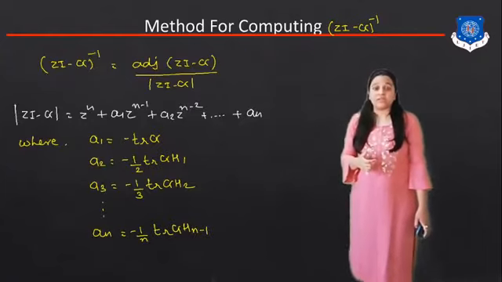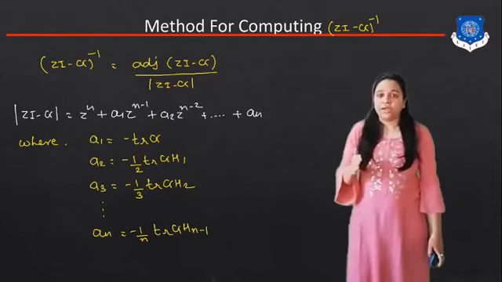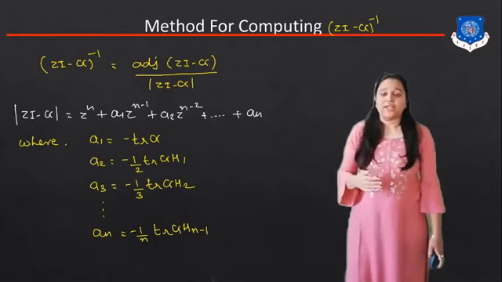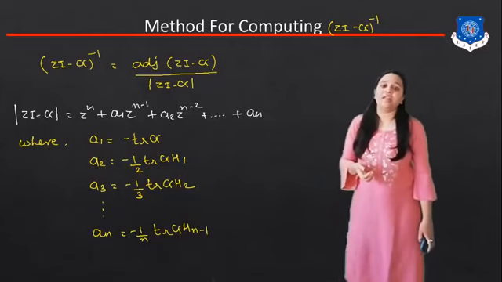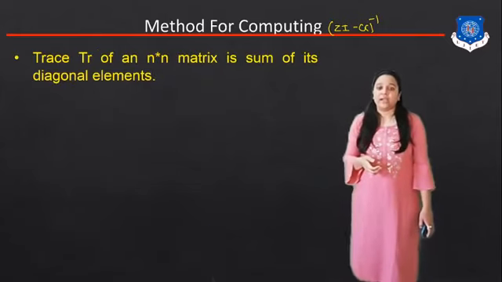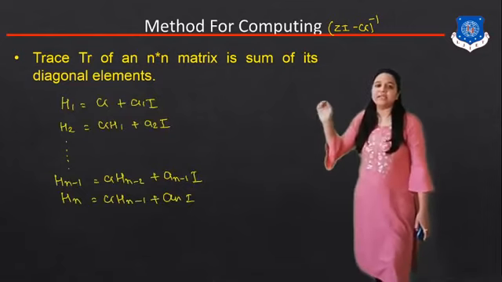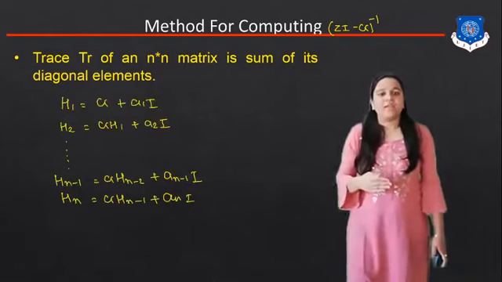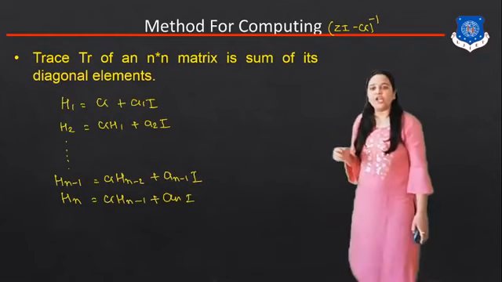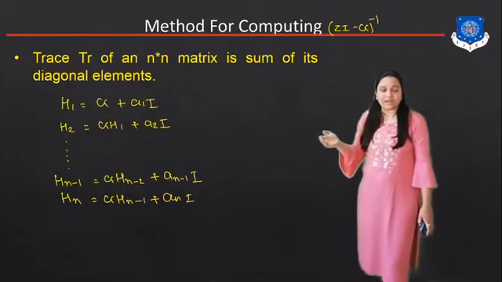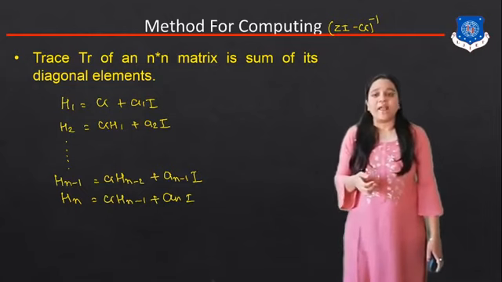Now what is the equation of a2? a2 is equal to minus 1 by 2 trace of G H1. As you know, the value of G is given in the example. Now how can we find the value of H1? For that, H1 is equal to G plus a1 I. a1 we have found earlier, and the G matrix is given in this example. So put the values of G and a1 in this equation, and I is our unit matrix. So we can easily find the value of H1.